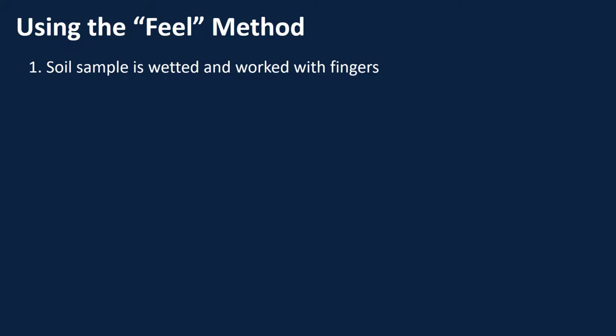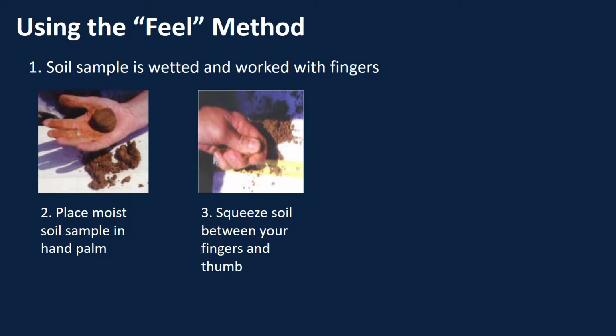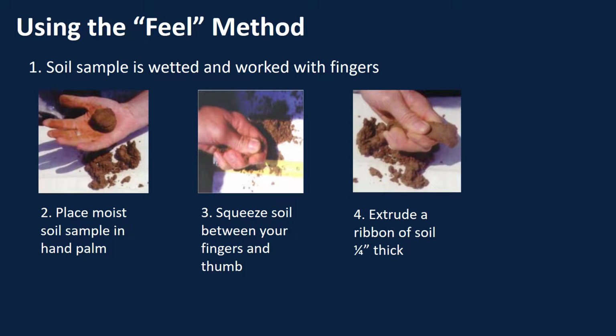The feel method is where we get a handful of soil, work that soil, get it wetted down, and work it with our fingers to create a ball of soil in the palm of our hand. The next thing we do is squeeze that ball of soil between our thumb and finger and create a ribbon about 1/4 of an inch thick. Based on the feel of the ribbon and the length of that ribbon before it breaks, we can generally determine our soil classification, whether it's a fine, medium, or coarse textured soil.